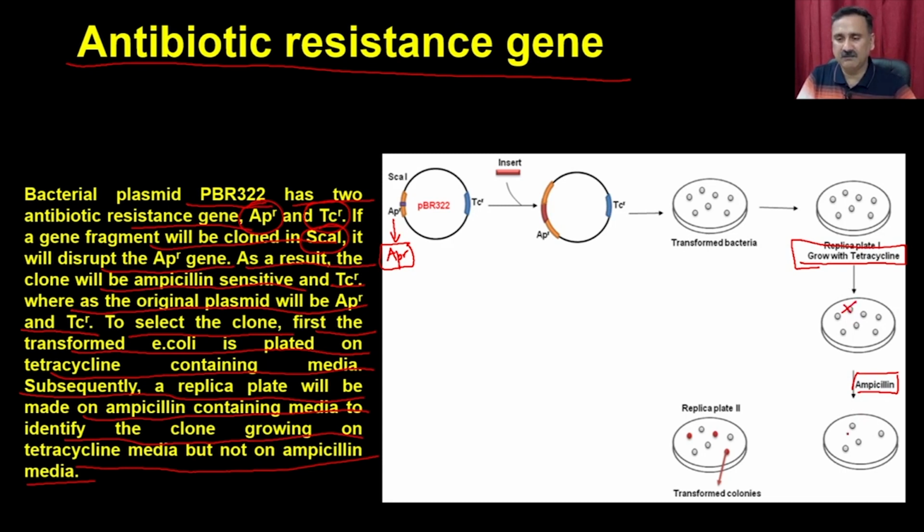For example, in this case, if you compare this and that, you see this particular bacteria is not present here. Similarly, you can have some more bacterial colonies which are present in the presence of tetracycline but not in the presence of ampicillin. These are the clones which contain the recombinant DNA. So you can go back and take out these clones from the master plate, and that's how you select the colonies which contain the recombinant DNA.